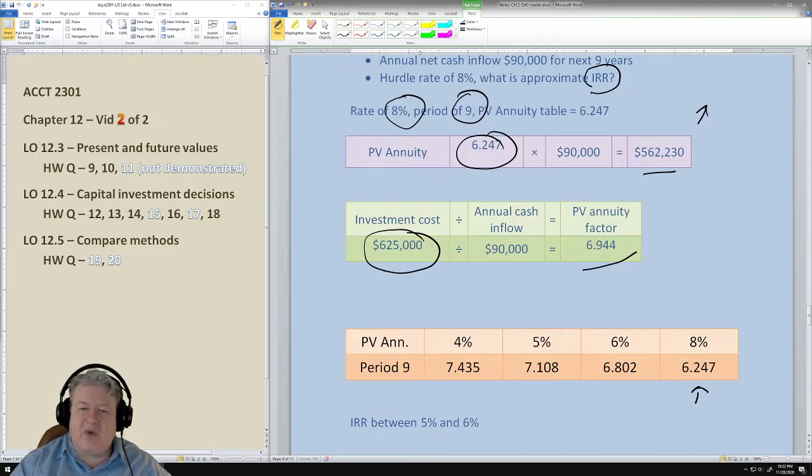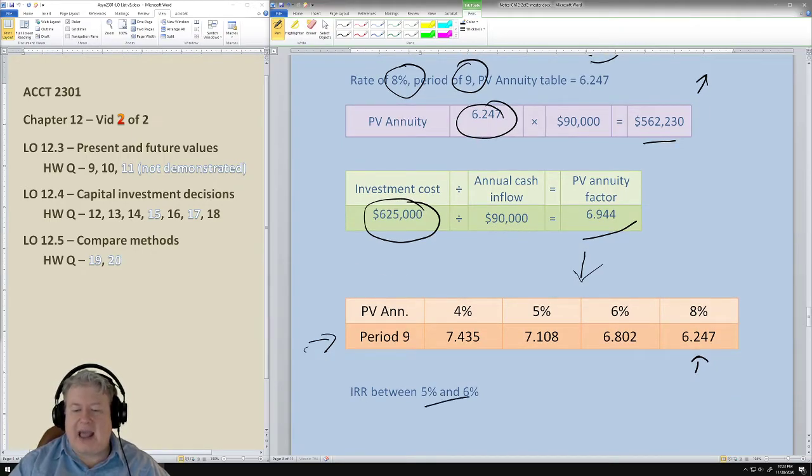But if we wanted to get a 625, and that is a number of 6.94, well, what we find out is we look along the period 9 row, and we look at the different percentages, and we see that it falls in between. So 6.9 falls in between 7.1 and 6.8. So we could figure out further and further, but what we're saying is we're not getting 8%. To break even would be somewhere between 5 and 6%. So the internal rate of return is not 8%, which is what we want. It's somewhere between 5 and 6%. And that is as precise as we're going to be with this.